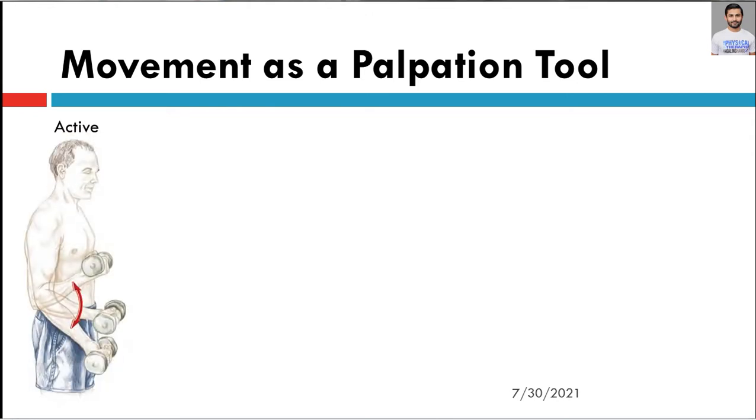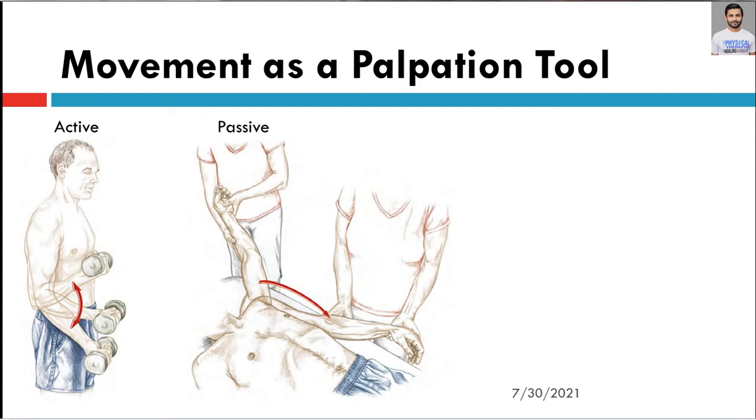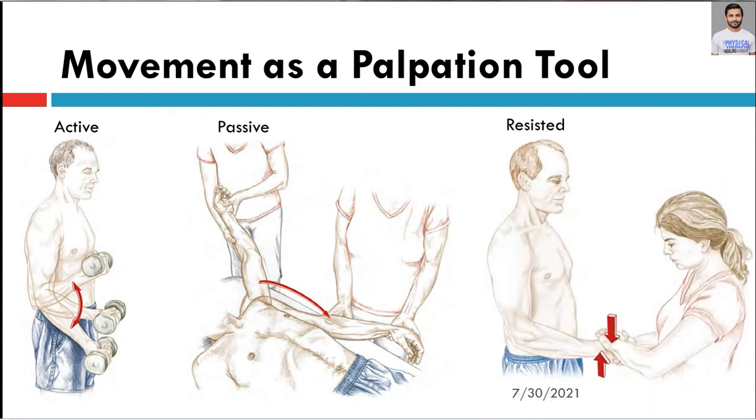In this picture you can see active movement; there can be passive movements, and there can be resisted movements. The purpose of these movements is to establish a boundary between different structures and to find out a single particular structure.